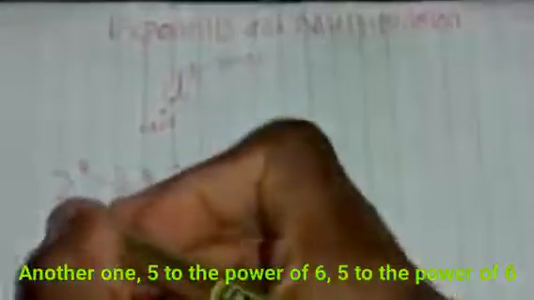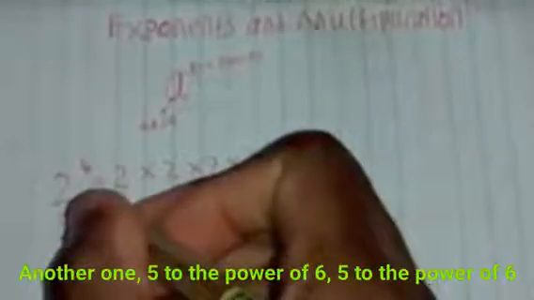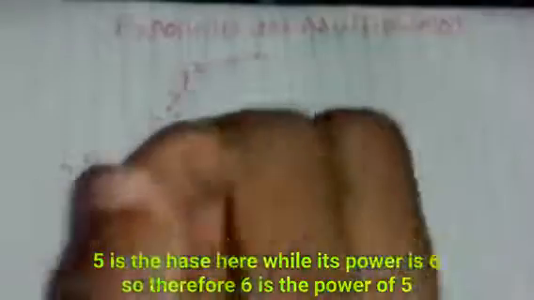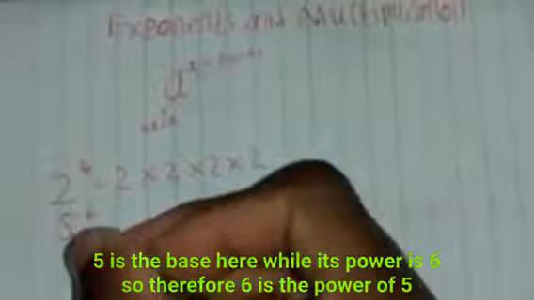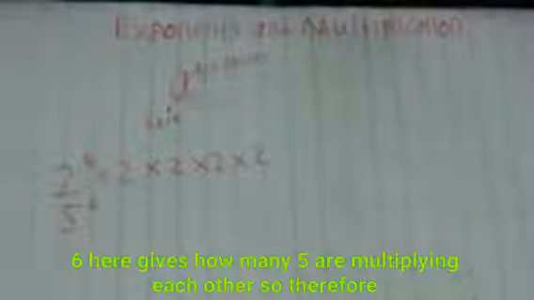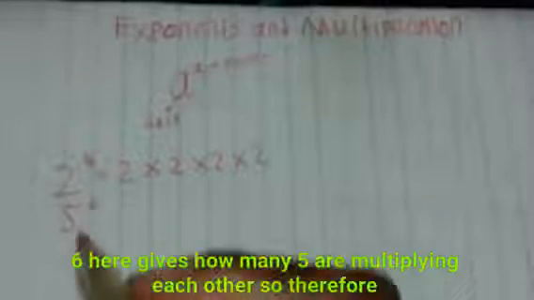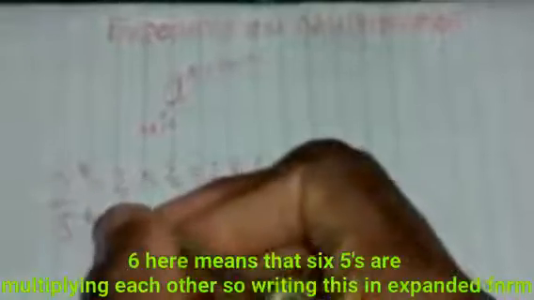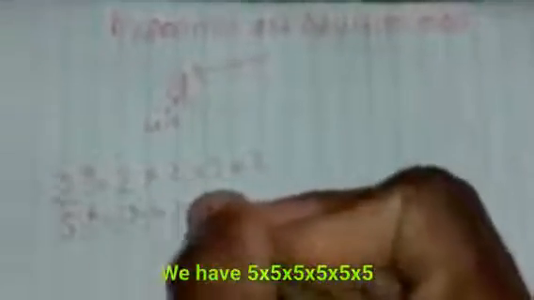Another one, pi to the power of 10. Now 10, pi is the base here, while its power is 10. The 10 is the power of pi. 10 here tells how many pis are multiplying each other. So therefore, 10 here means that ten pis are multiplying each other. And writing it in expanded form, you have pi times pi times pi times pi times pi times pi, ten times.